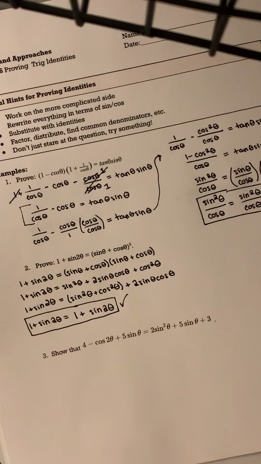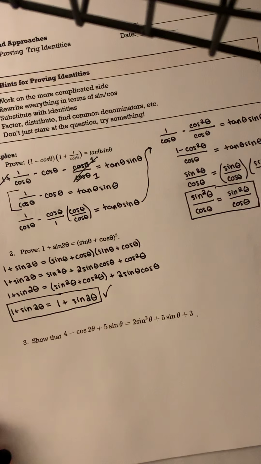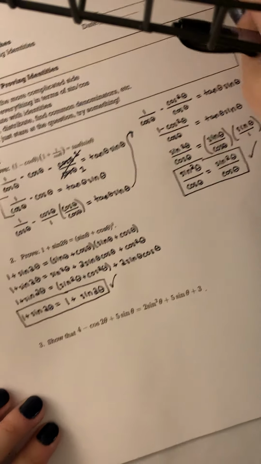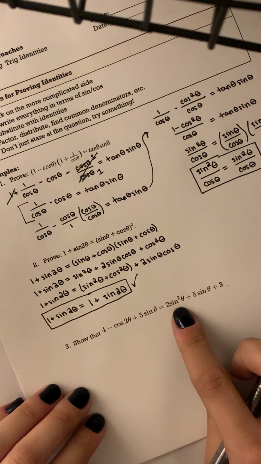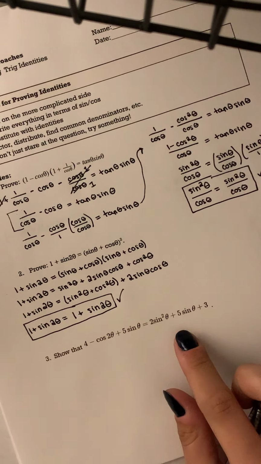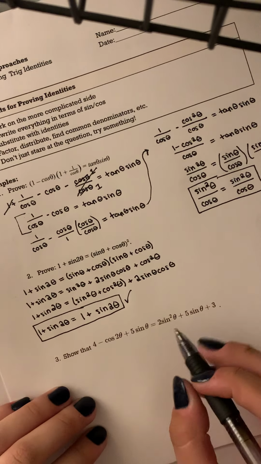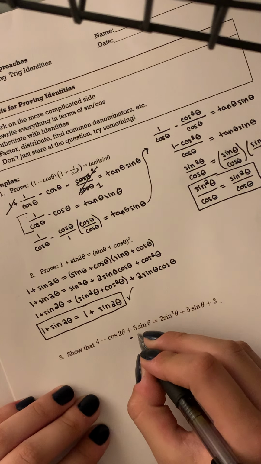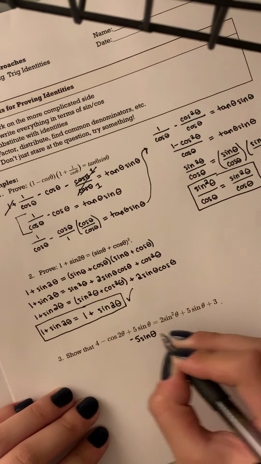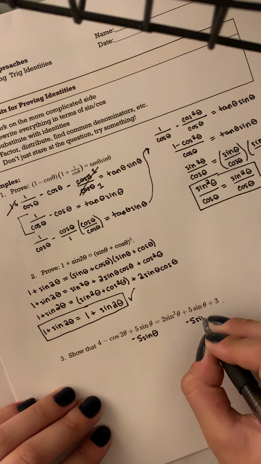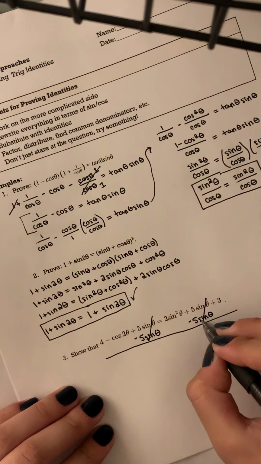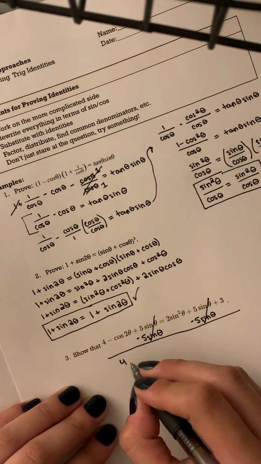Alright, so looking towards our third problem here, we have 4 minus cosine of 2 theta plus 5 sine theta is equal to 2 sine squared theta plus 5 sine theta plus 3. So the first thing I see here is that we have a plus 5 sine theta on either side. And so I'm just going to subtract that right out because there's no need to have extra terms when we're trying to get things simplified.